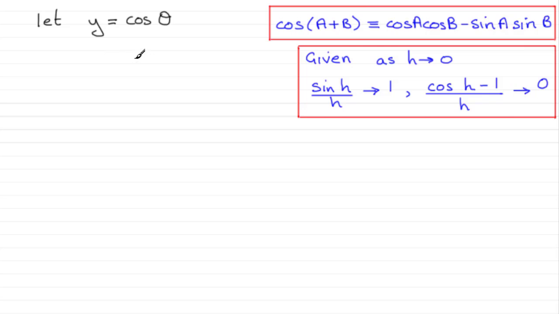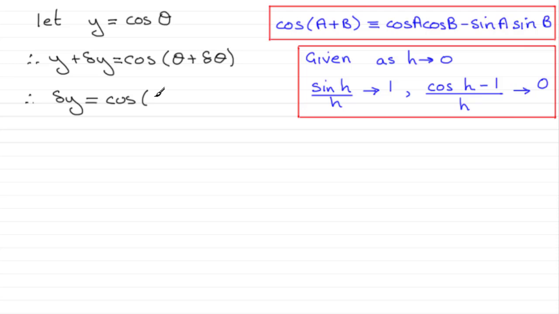what we get now is the cosine of theta plus delta theta, and this is going to result in a small increase in y, which I'm going to call delta y. So we end up with y plus delta y equals the cosine of all of theta plus delta theta. Next I'm going to subtract y from both sides, so therefore I get delta y equals the cosine then of theta plus delta theta and then minus the y.